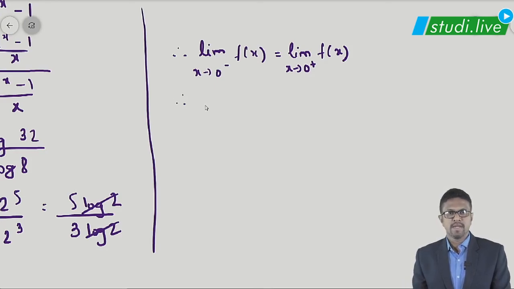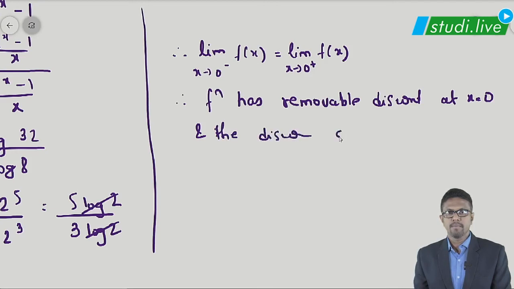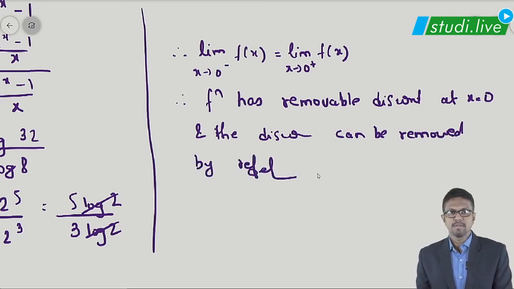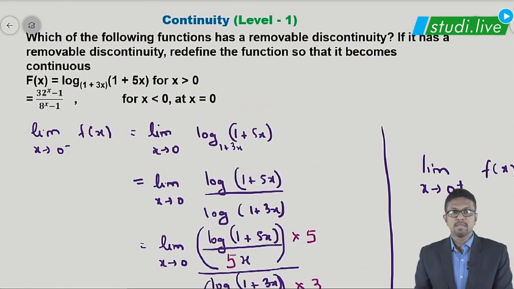So we can say therefore the function has a removable discontinuity at x equal to 0, and the discontinuity can be removed by redefining the function.